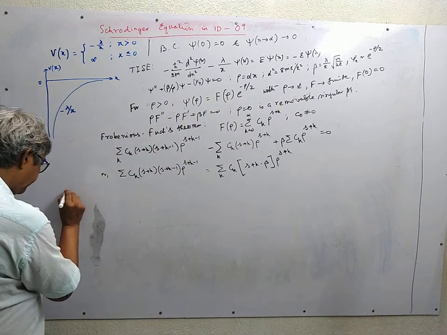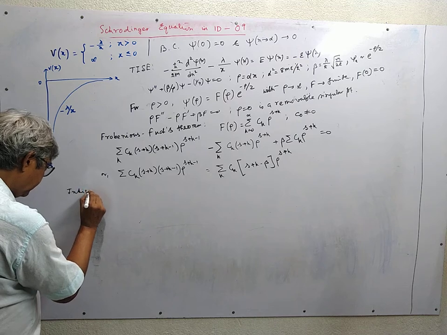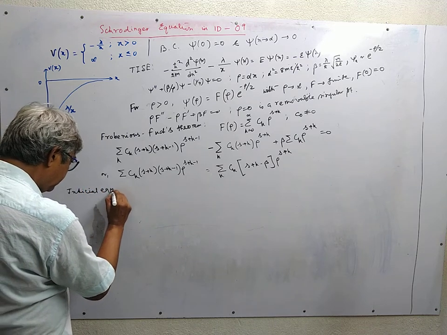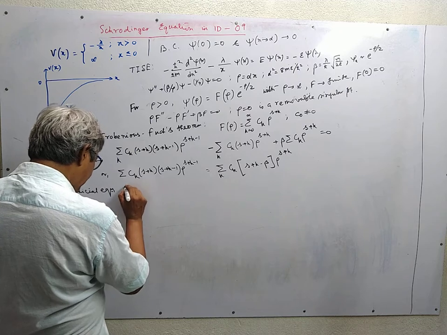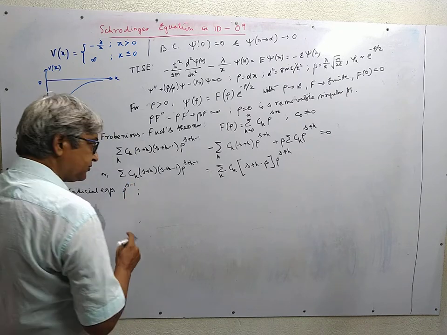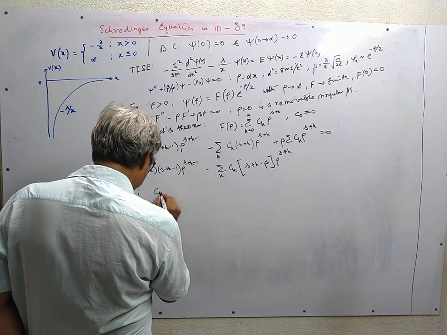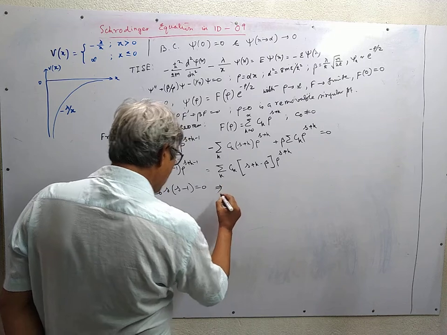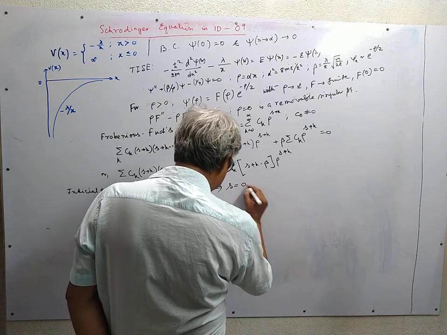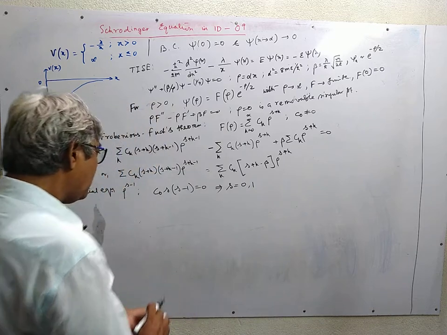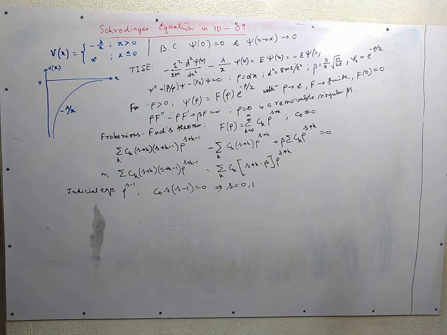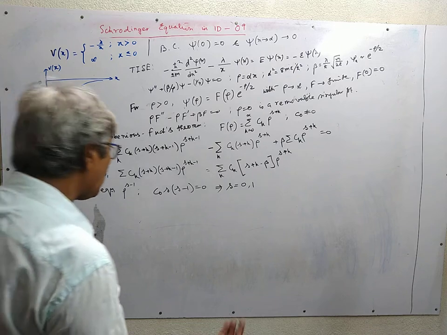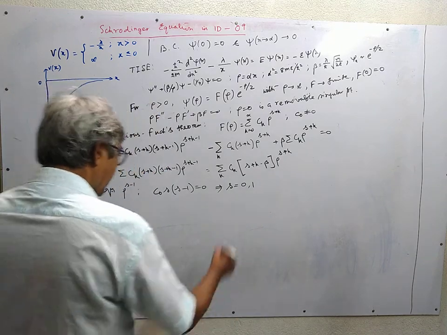The indicial equation is the coefficient of rho to the power s minus 1. This term only contributes, and since c0 is not equal to 0, the solution is s equal to 0 and 1. We know that whenever the roots of the indicial equation differ by an integer, it is guaranteed that the higher root will give you a solution, while the lower root may or may not give you a solution. Keep it in mind.